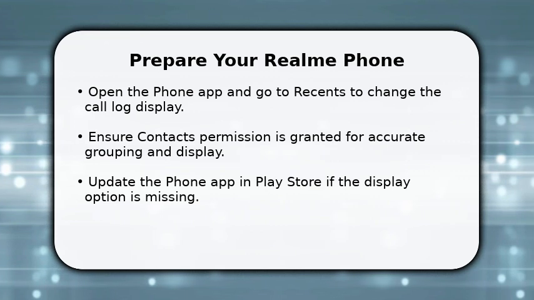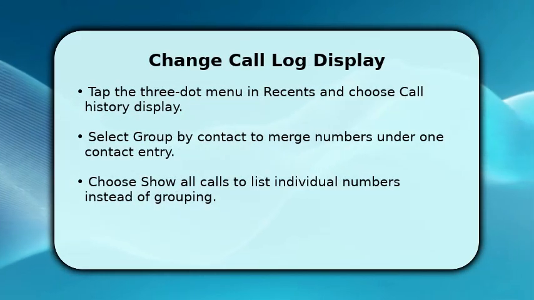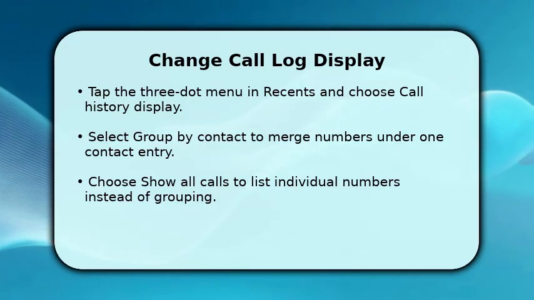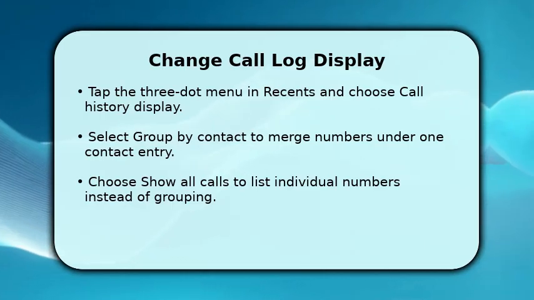Tap the three-dot menu inside Recents and open Call History display. Choose Group by Contact to merge multiple numbers under one contact entry. Choose Show All Calls to list every call as a separate entry instead.